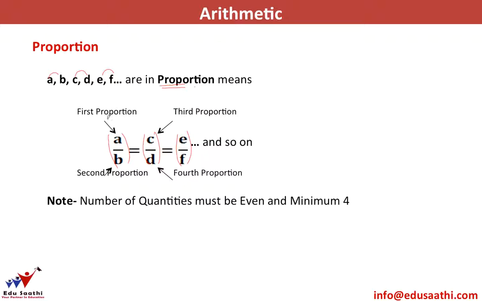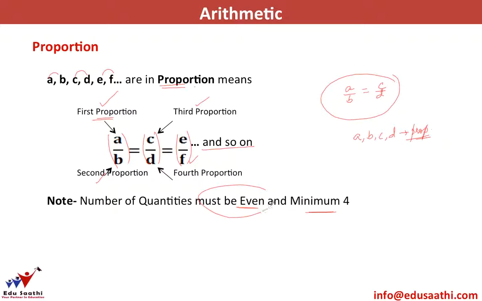The first quantity A is known as the first proportion, then second proportion, third proportion, fourth proportion and so on. An important point to note is that the number of quantities in proportion should be even, and I require a minimum of 4 quantities for the two ratios to be compared to each other. So if A over B is equal to C by D, I'll say the numbers A, B, C, D are in proportion. So I need a minimum of 4 numbers and the number of quantities should be even.